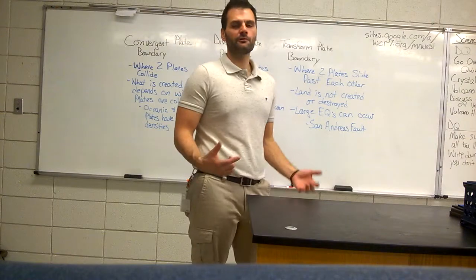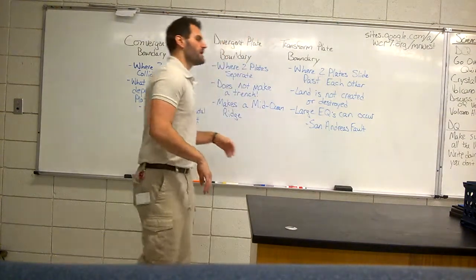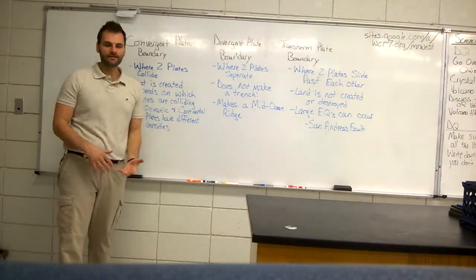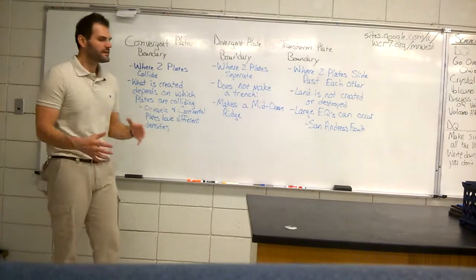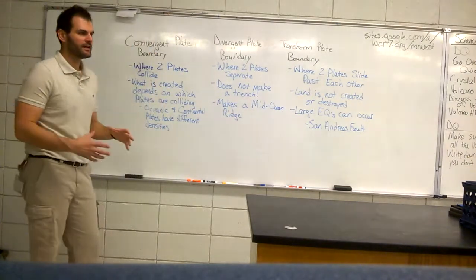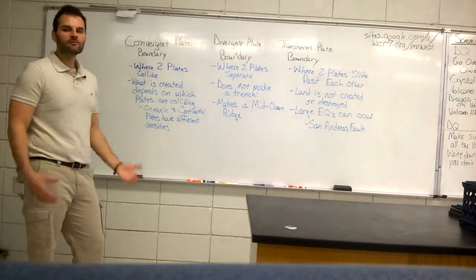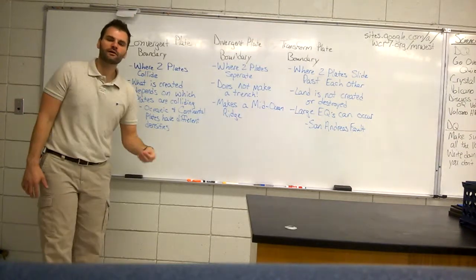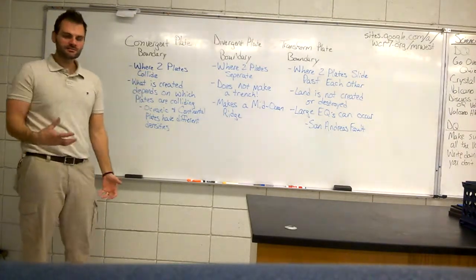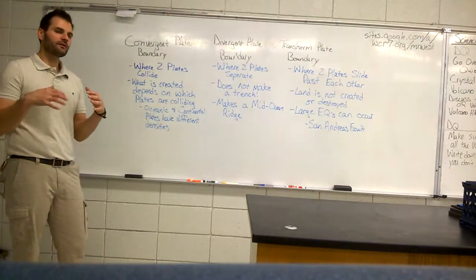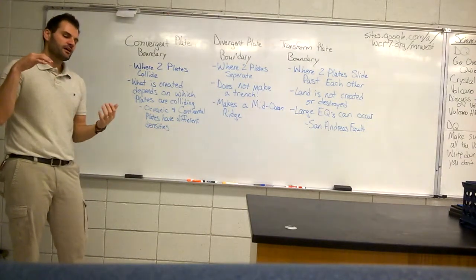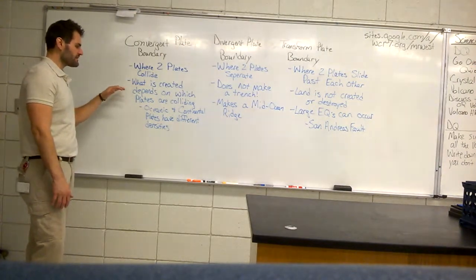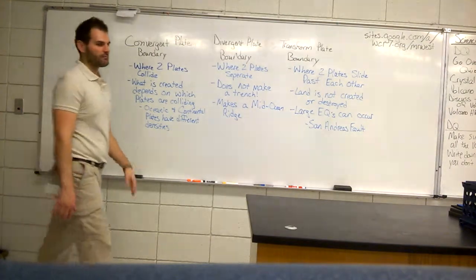So the first type of plate boundary that I want to talk to you guys about is convergent plate boundary. As you can see over here, it's where two plates collide. What happens when the two plates collide depends on what type of plates are colliding, because remember that we talked about different plates having different densities. Ocean plates are denser than continental plates. So are we having two continental plates colliding? Are we having a continental and an oceanic plate colliding? The different plates that collide cause different things to happen.